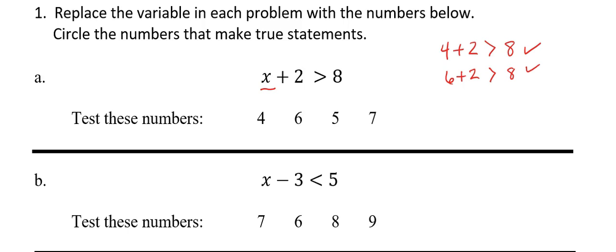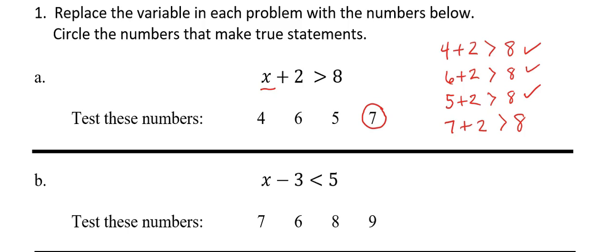Now we'll try 5. 5 plus 2 is greater than 8. Well, 5 plus 2 is 7. 7 is not greater than 8. And let's try 7. 7 plus 2 is greater than 8. Well, since 7 plus 2 is 9, and 9 is greater than 8, then 7 works in that equation. It makes it a true statement.